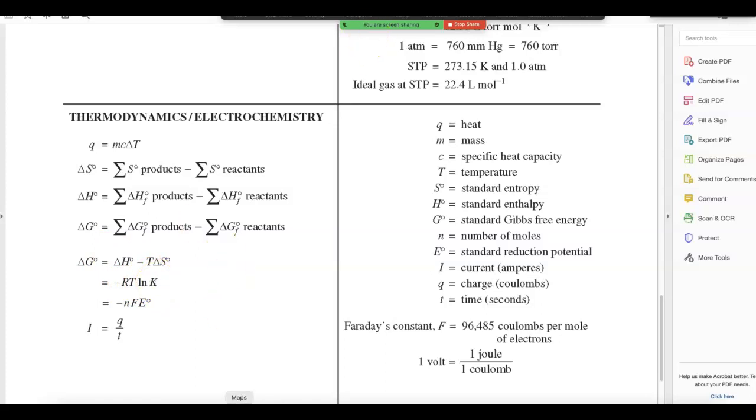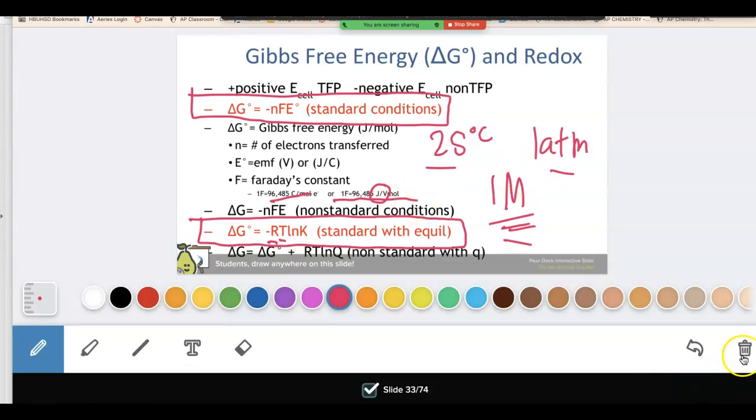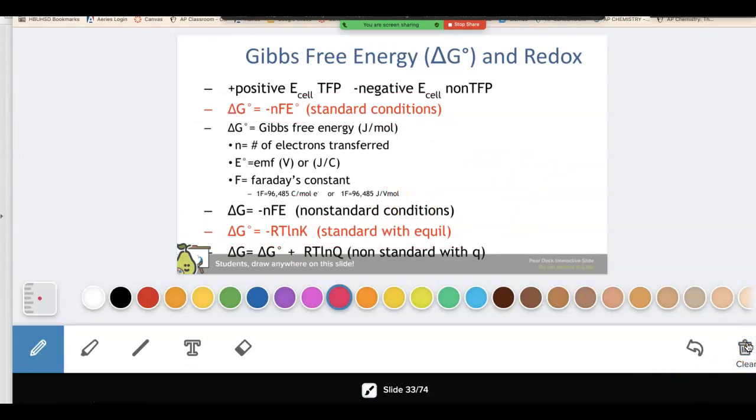And you go, okay, well, what does this mean? Well, let's think about it. So R is a constant, right? Temperature is anything above 0. And so now we're just looking at minus natural log of K. And K is products over reactants. So I just substituted K with products over reactants.